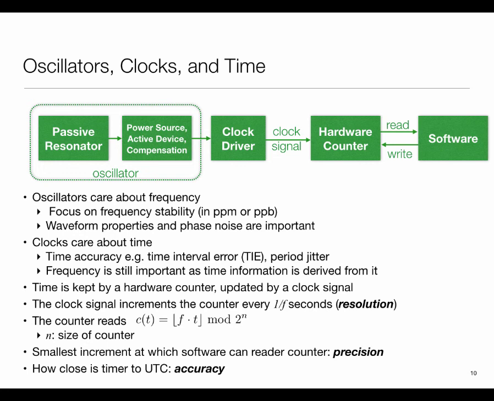The smallest increment at which software can read the counter is called precision, and how close the timer is to UTC is accuracy. So usually we take the C of t and then we apply some mapping to it to come up with, let's say, a time in terms of UTC. This mapping may include things like, at startup time, what was the counter value, for example, and it could be other mechanisms. And once in a while, maybe I can add or subtract some numbers from this to correct for any error.